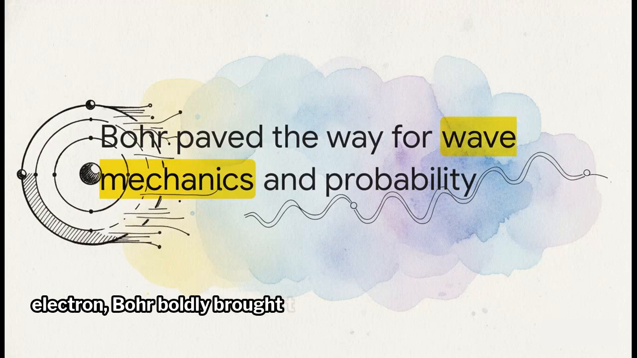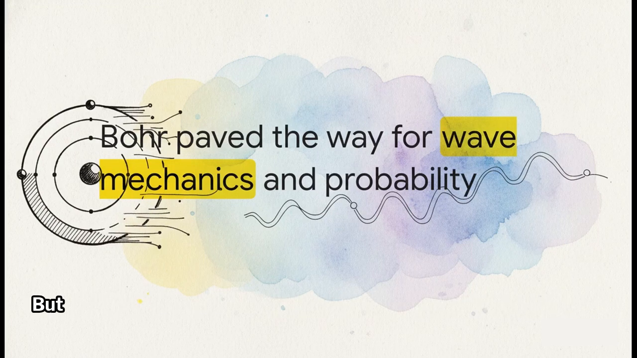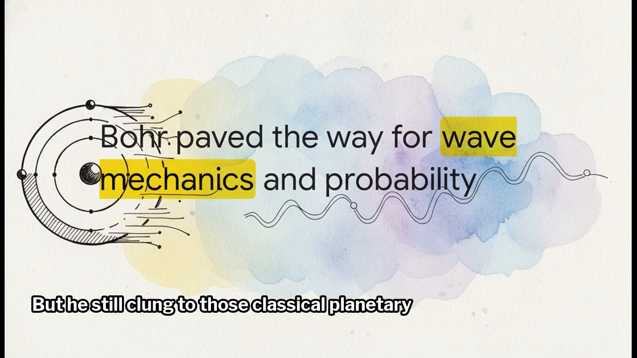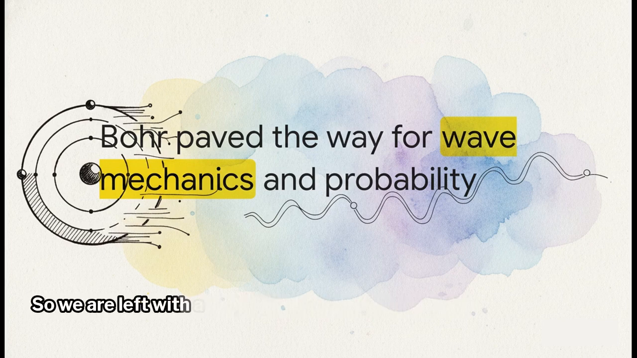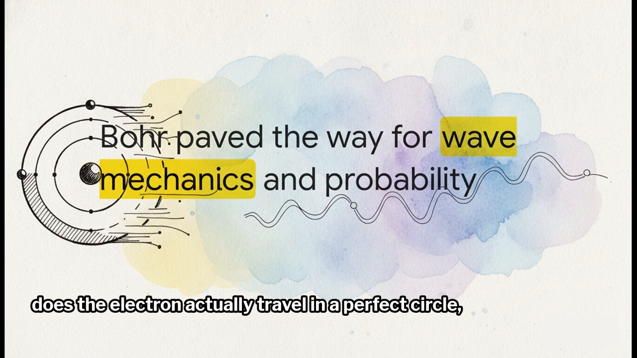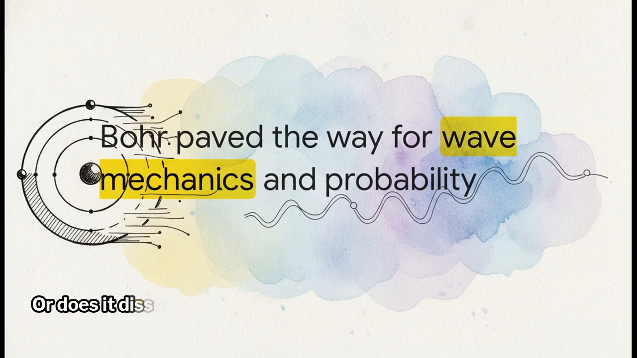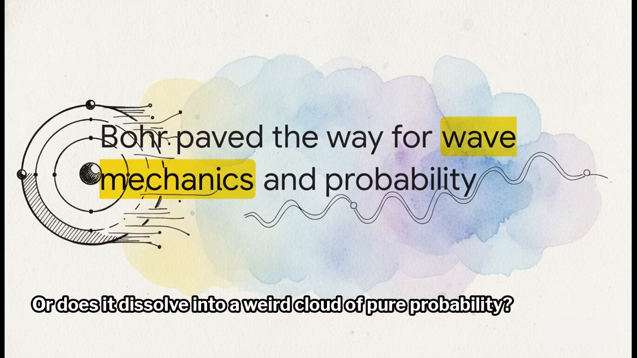Bohr boldly brought the quantum world into the atom, but he still clung to those classical planetary orbits. So we are left with a massive question. Does the electron actually travel in a perfect circle like a tiny moon, or does it dissolve into a weird cloud of pure probability?